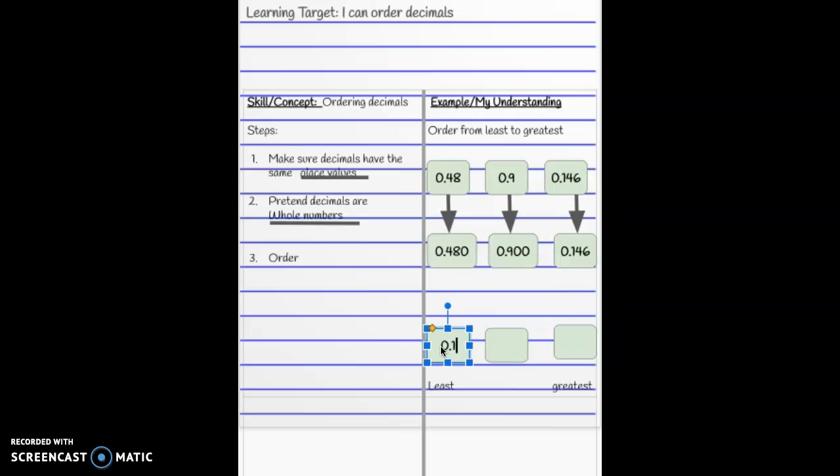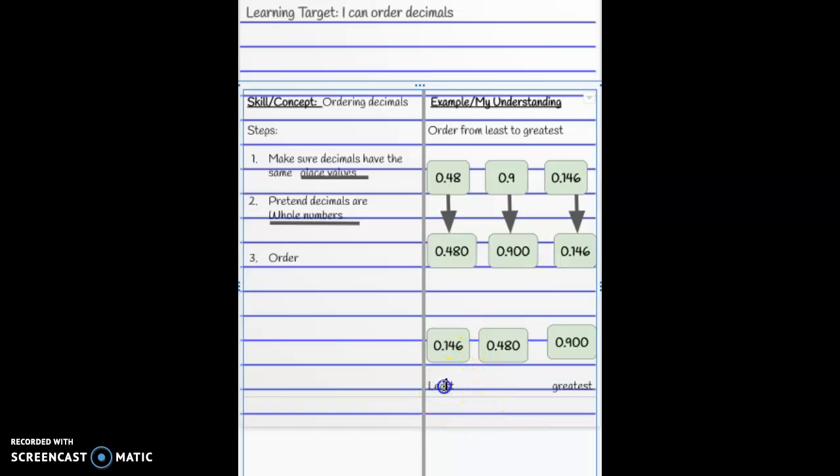So I'm going to go ahead and write 0 and 146 thousandths. So now it's between these two numbers. And I can already tell you that I know 900 is bigger than 480. So I'm going to put 0 and 9/10ths in my greatest spot, or in this example, 900 thousandths. And so then that leaves our 0 and 480 thousandths. And so this is how we can order it from least to greatest.